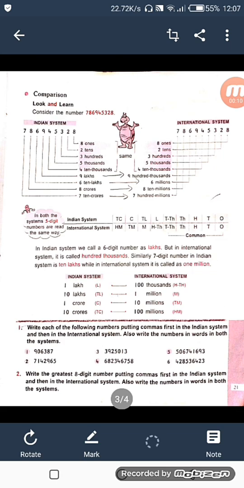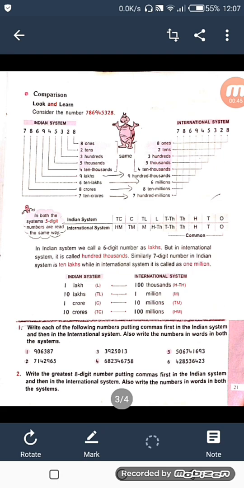In the last period, we studied the Indian and international systems. Today, we are going to discuss the same topics, but with something different. We will compare both the systems and see in which terms they are different from each other, so it will be easy for you to understand those charts and do the questions easily. Okay, shall we start? We should start now.